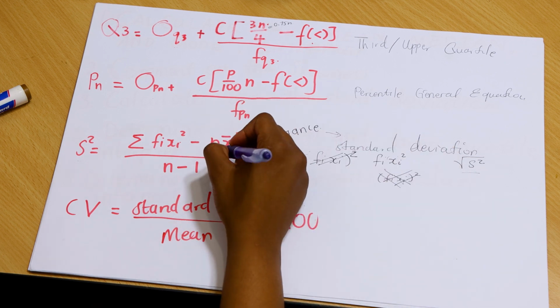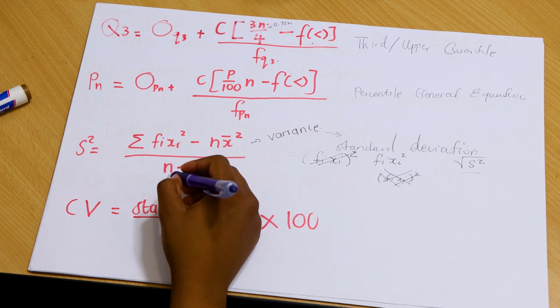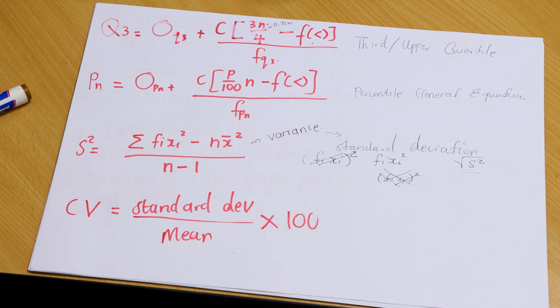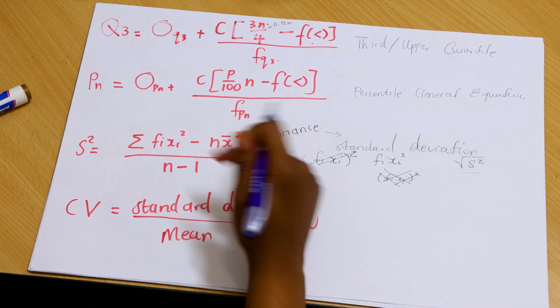And again, as you see, because we have the mean here, before you calculate the variance, you're going to need the mean. And then n minus 1, you know n is the sample size and you just subtract 1. So out of the variance, you can get the standard deviation. The standard deviation is the square root of the variance.